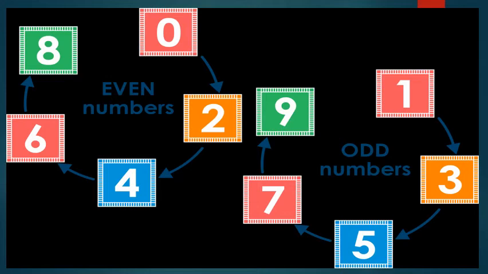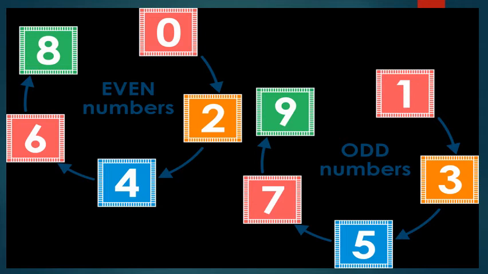So if you are looking at the number and it ends with any of the following, 0, 2, 4, 6, or 8, then you know that it is an even number. On the other hand, odd numbers end in 1, 3, 5, 7, or 9.